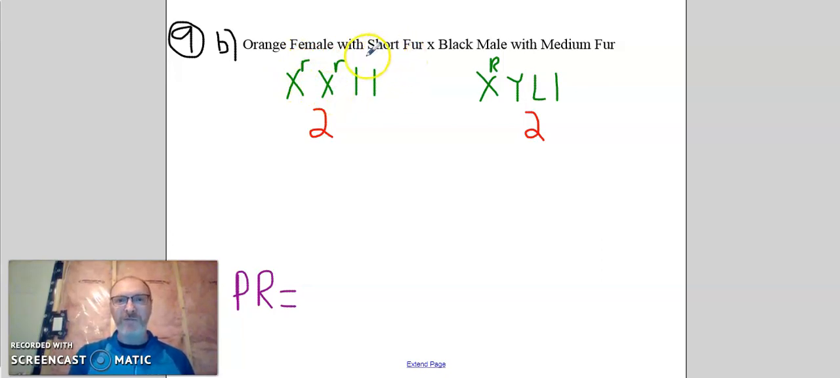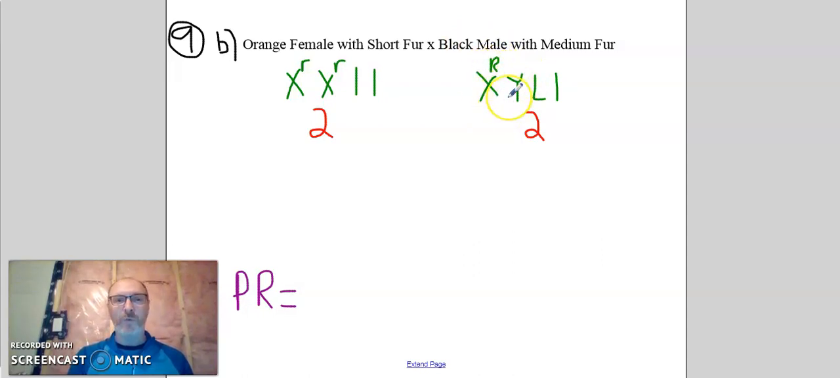We're also told that the female has short fur. Again, that's a recessive phenotype, so we have to have two little l's to represent that part of the female cat's genotype. We're told that the male is black, so again we have to use XY to represent the chromosomes of the male, but then in order to be black you have to have a dominant trait, and so we write the big R on the X chromosome.